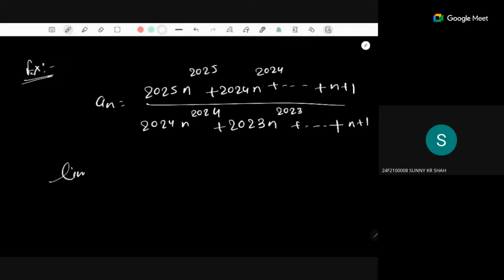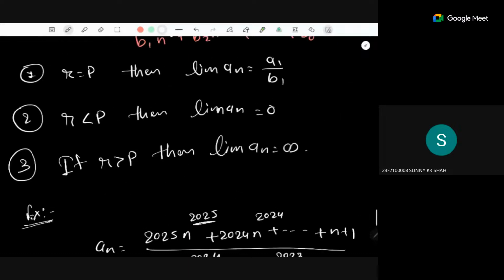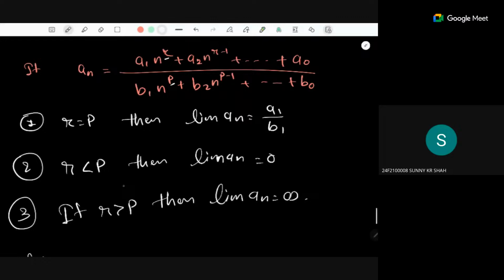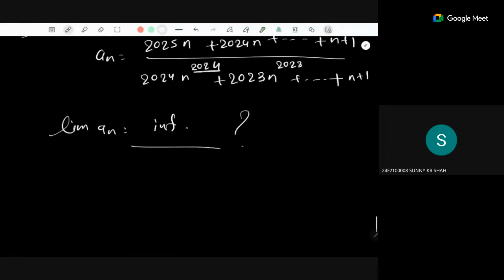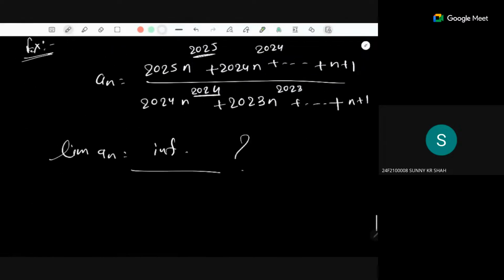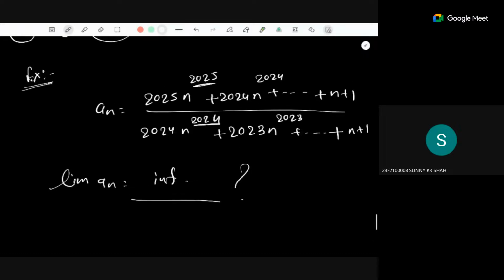Now what do you think the limit of an will be? Here the largest power is 2025, and here the largest power is 2024. Infinity, correct. It will go to infinity, because it lies in this particular case: r is strictly greater than p. So you can answer this type of question just by looking at the expression of the sequence.